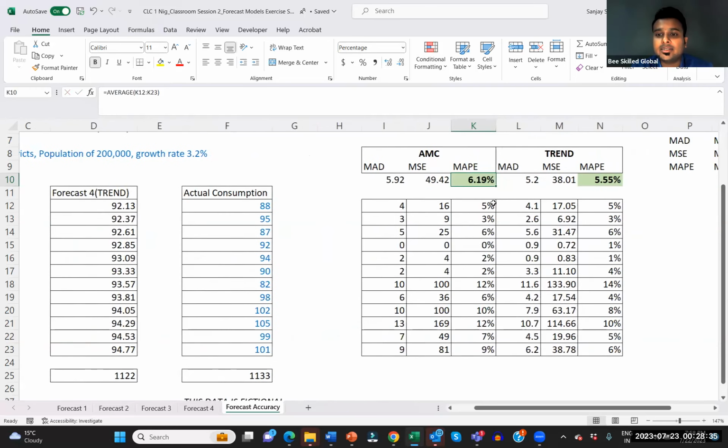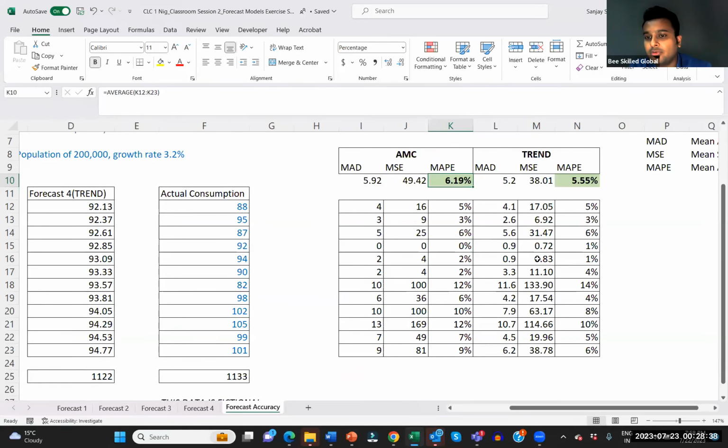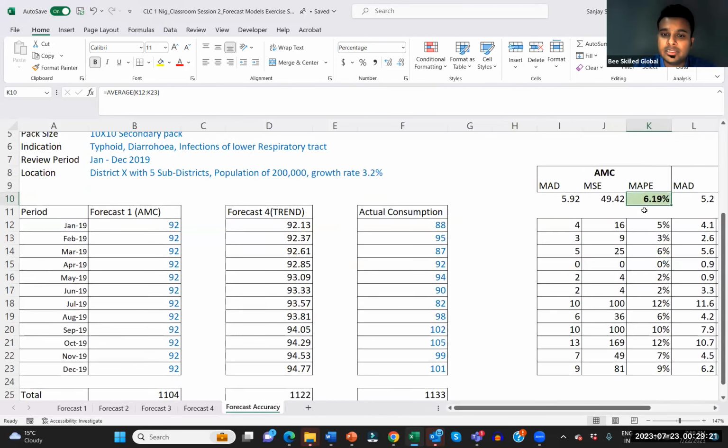Okay. Similarly, we get the mean absolute deviation for trend, mean squared error for trend, and mean absolute percentage error for trend. Just for the sake of this exercise, the error rate for the trend analysis in this case is slightly lower than the error rate of the forecast developed using AMC. But this is just hypothetical for the sake of this exercise. So if you have prepared different forecasts for the same product, and then you want to analyze them, you can figure out which forecast was more correct, okay, using these metrics of MAD, MSE, and MAPE.